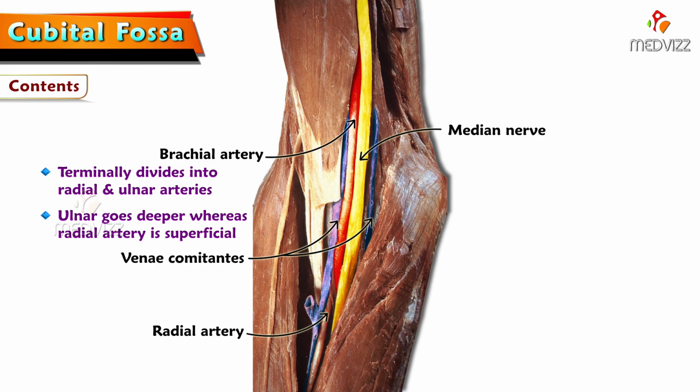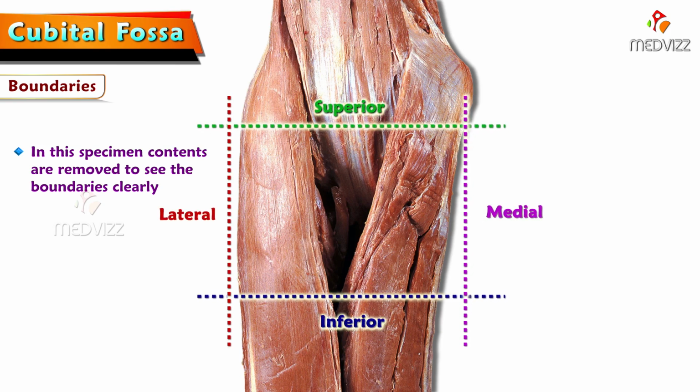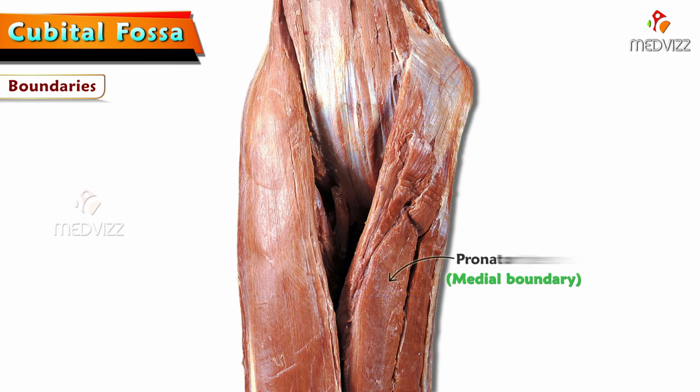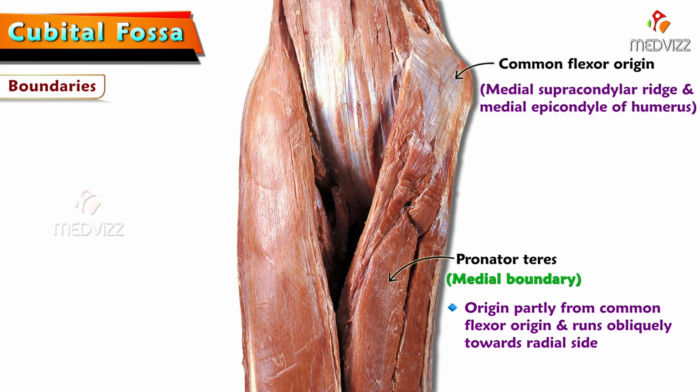cubital fossa. Let's do still more deeper dissection to understand more about cubital fossa and its boundaries. So further here we remove the contents to see the boundaries clearly. Medial boundary is formed by pronator teres, where it gains its origin partly from common flexor origin, which is the medial supracondylar ridge, and medial epicondyle of humerus forms the common flexor origin. And we can see the pronator teres runs obliquely towards the radial side to insert into the radius.